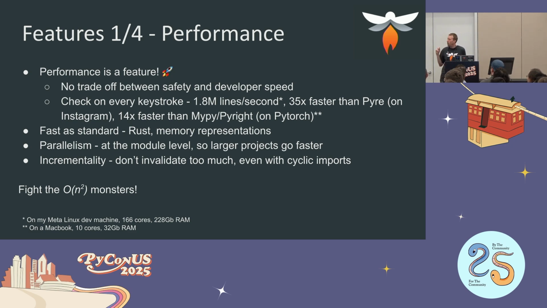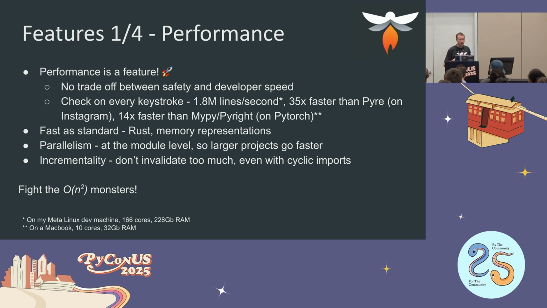And we are 35 times faster than Pyre1 on Instagram, and 14 times faster than both MyPy and Pyright. I think it's 14 times faster than Pyright, and then quite a lot faster than that than MyPy for PyTorch. And that was on a 10-core MacBook. Give us more cores, and the delta gets much larger. All the details of these benchmarks are on our website at pyrefly.org, so you can try it out yourself and see how you find it.